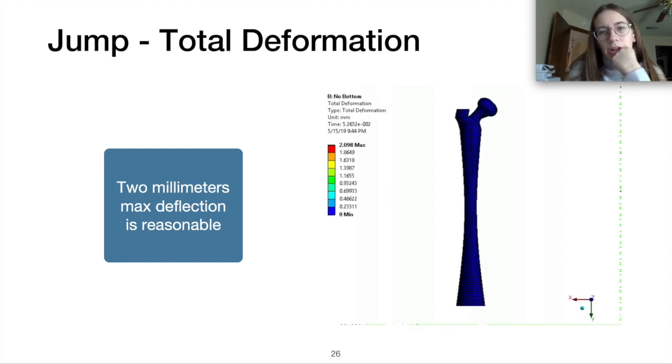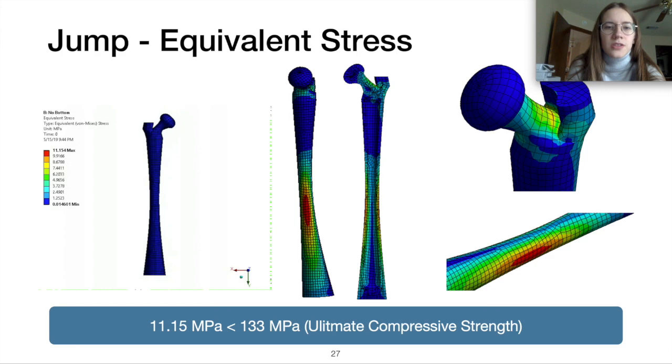So here's the total deformation. It's pretty small. The maximum deformation is 2 millimeters, which is reasonable. You might be surprised at how much your bones actually deflect just by moving around. We wouldn't really want rigid bones, right? Because then you would jump and they would all just crumble and crash. So 2 millimeters, that's reasonable. Here are the stresses.